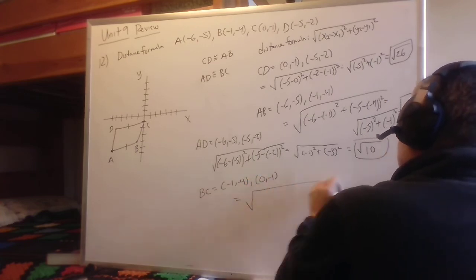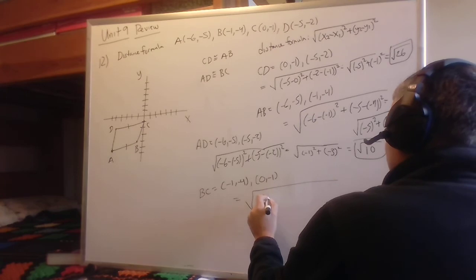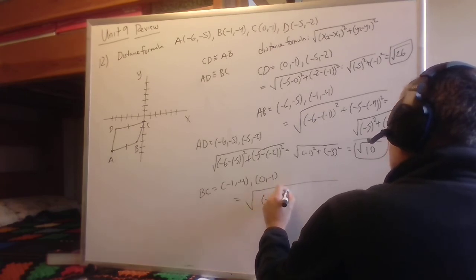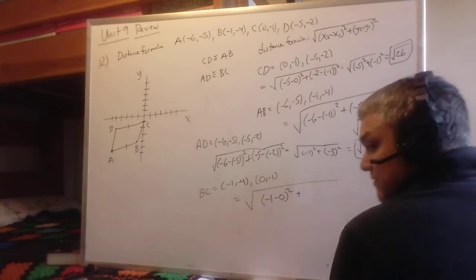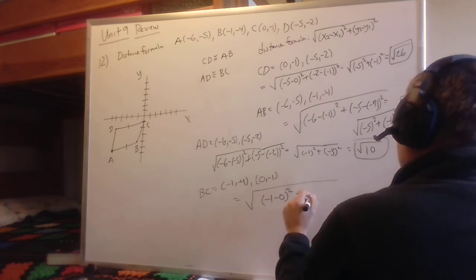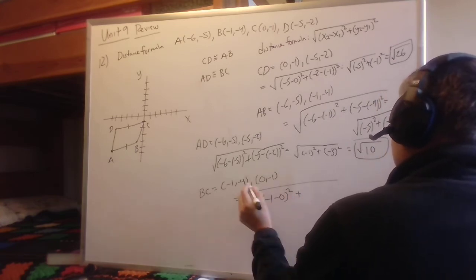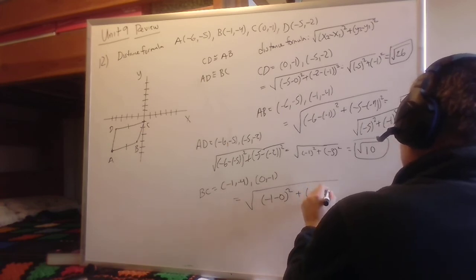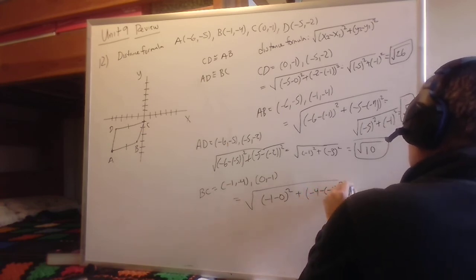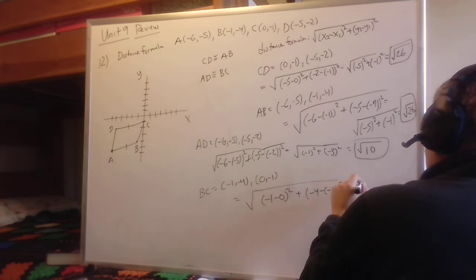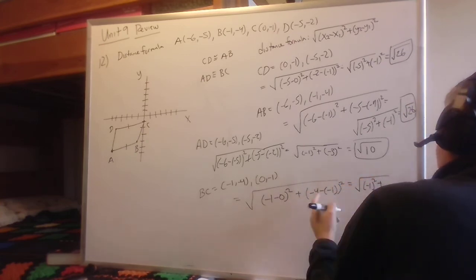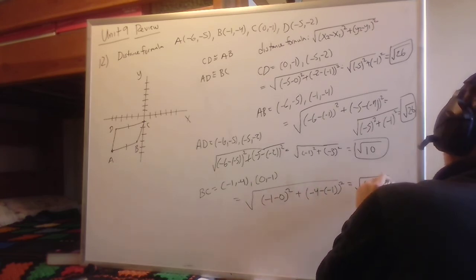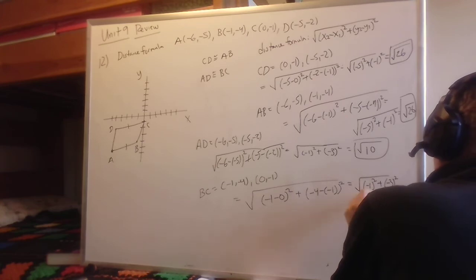We're going to plug it into the distance formula. We're going to have negative 1 minus 0 squared inside the radical, plus negative 4 minus negative 1 squared. So that's negative 1 squared plus negative 4 plus 1, which is negative 3 squared. So that's also going to give us the square root of 10.